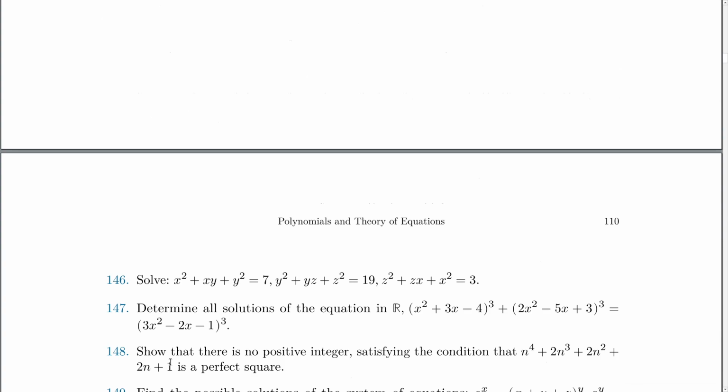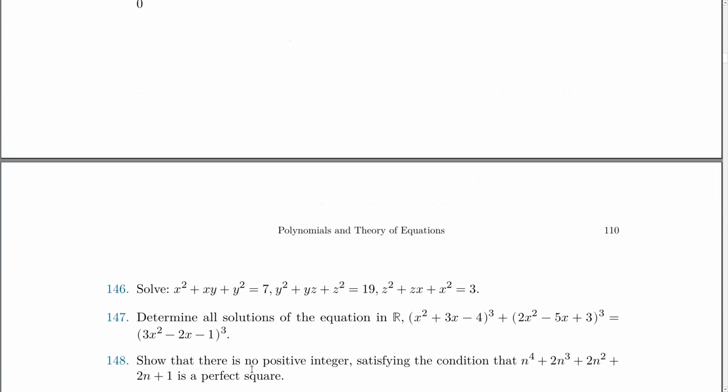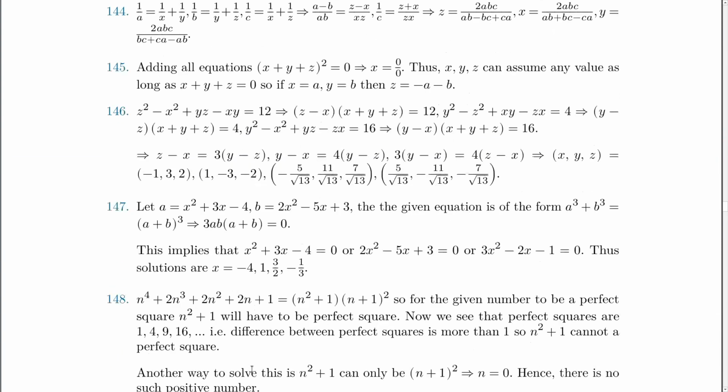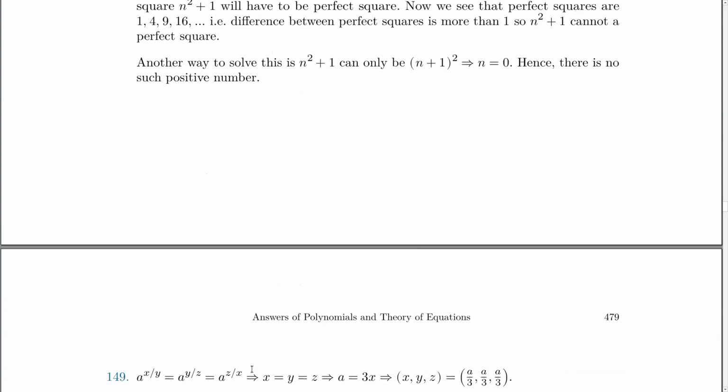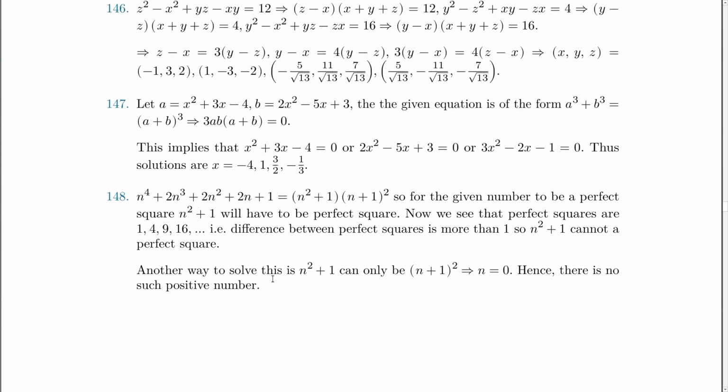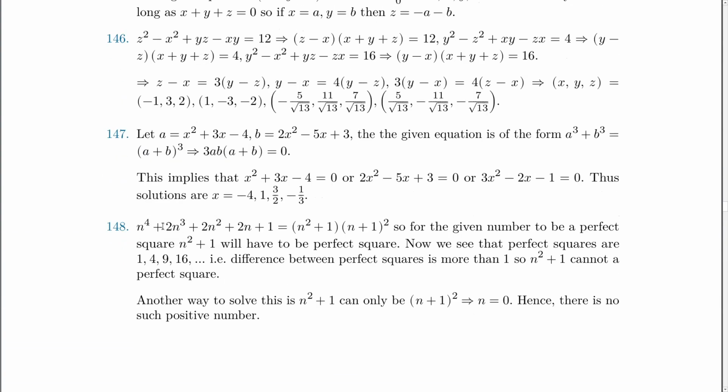Question 148 says: show that there is no positive integer satisfying the condition that n⁴ + 2n³ + 2n² + 2n + 1 is a perfect square. So, the given term we can write as (n² + 1)(n + 1)².